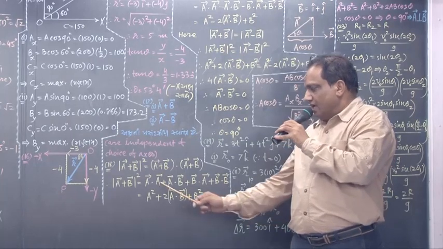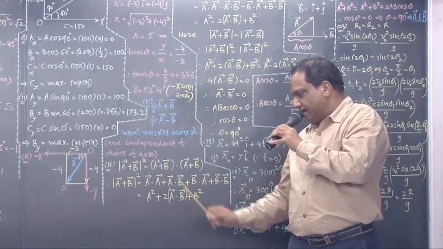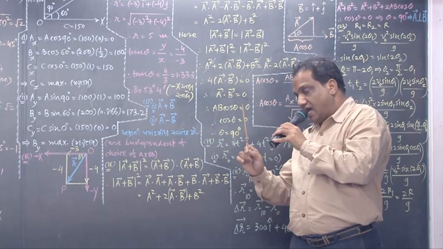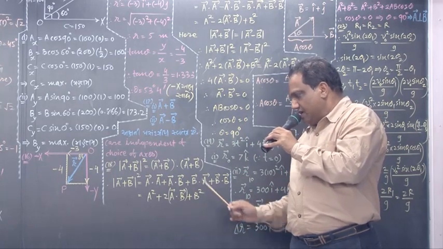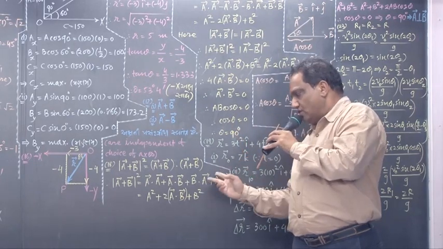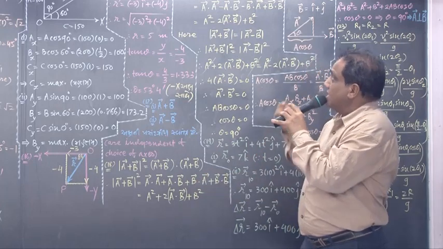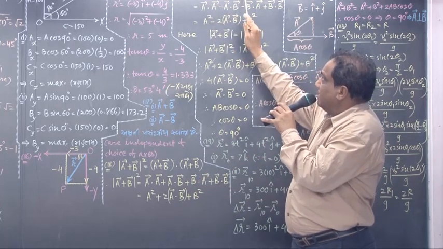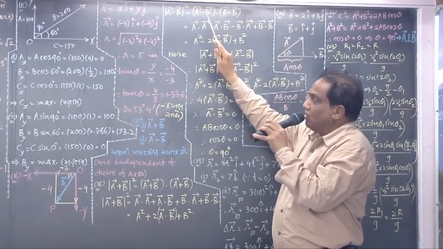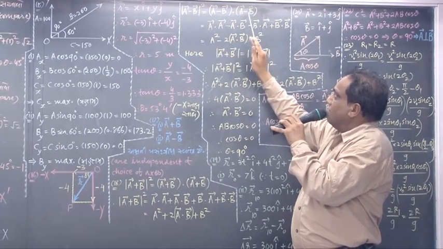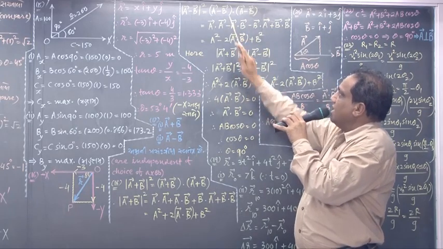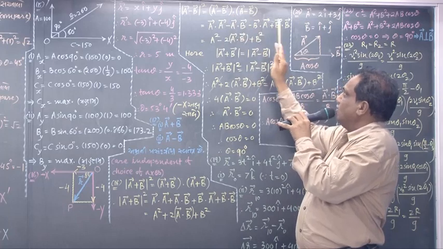Now vector A dot vector A, how much is it? A square. Similarly, vector B dot vector B, and this term is repeated 2 times, so it is 2 times vector A dot vector B. Because dot product is commutative, you may change the order, no problem. Similarly, dot product of any vector taken with itself will give you square of its magnitude. Apply distributive law here. Vector A dot vector A minus vector A dot vector B minus vector B dot vector A, minus minus plus vector B dot vector B.